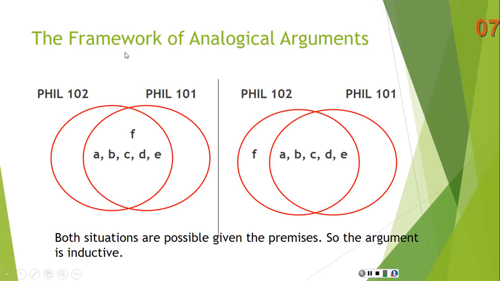But the point is, since it's possible for F to be had in common by Phil 101 and Phil 102, and it's possible for F to be had only by Phil 102, the truth of the premises does not guarantee the truth of the conclusion, so it's an inductive argument. That's the structure of analogical arguments. Next, we'll get to the analysis of analogical arguments.